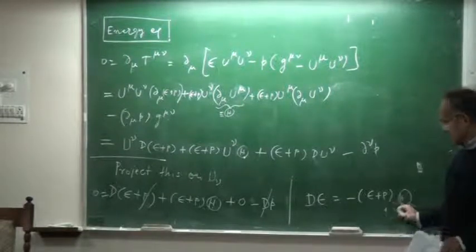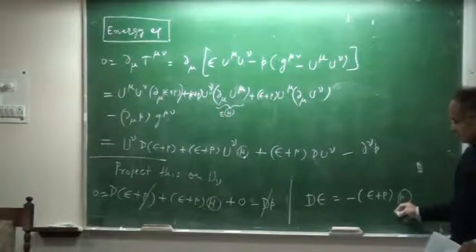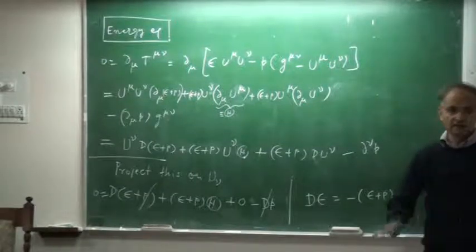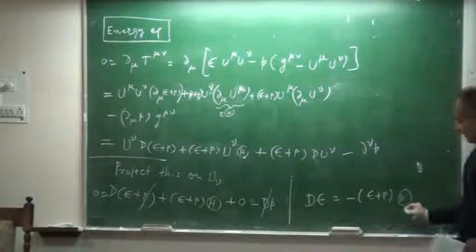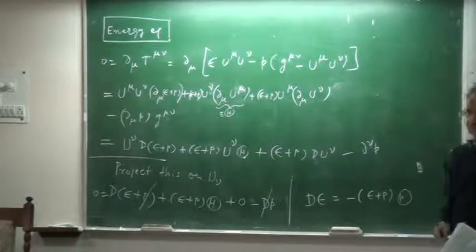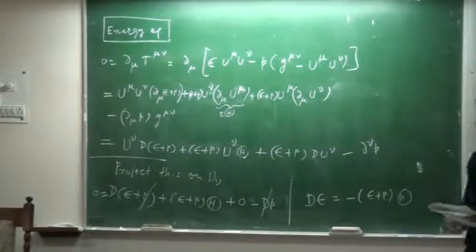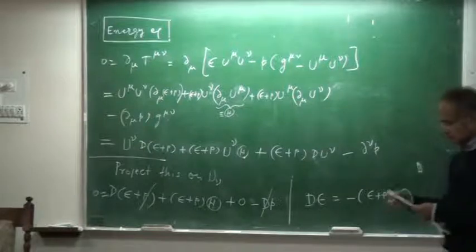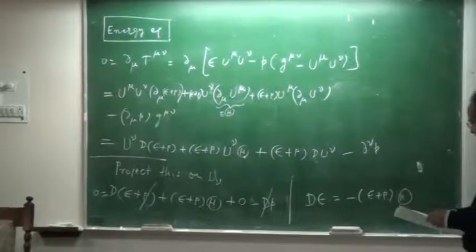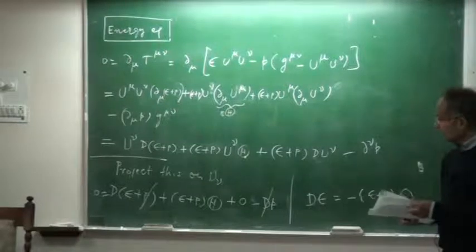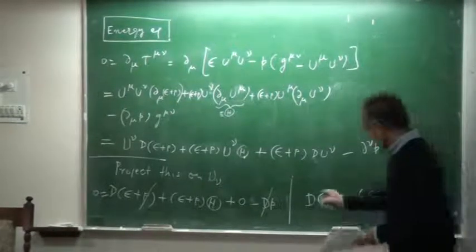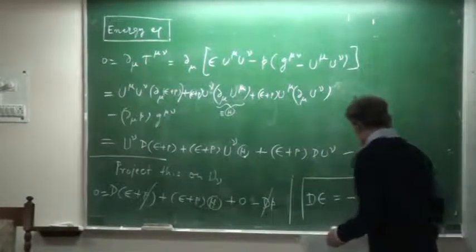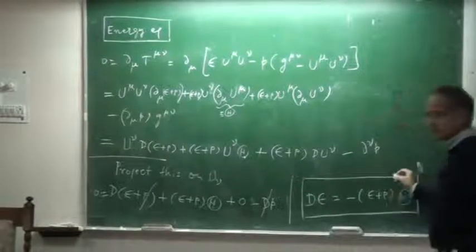So again, this is an expansion rate. If it is positive, the energy density will keep on decreasing. If it is negative, energy density will go up. We got the continuity equation, and this is the energy balance equation.